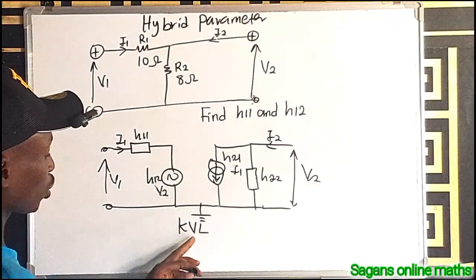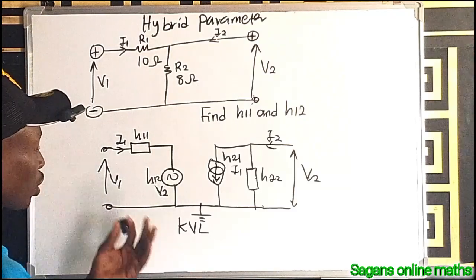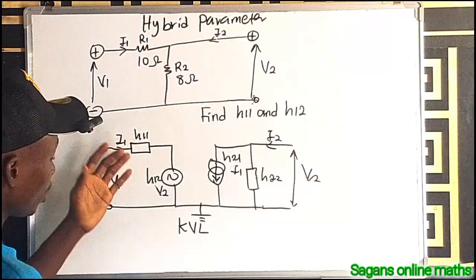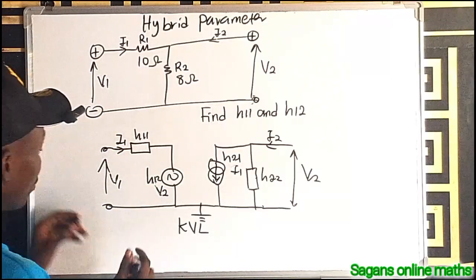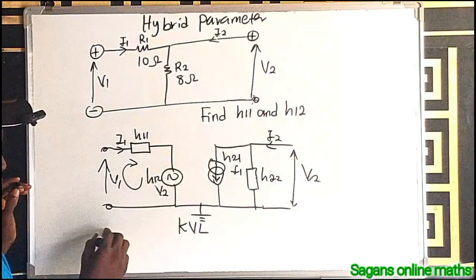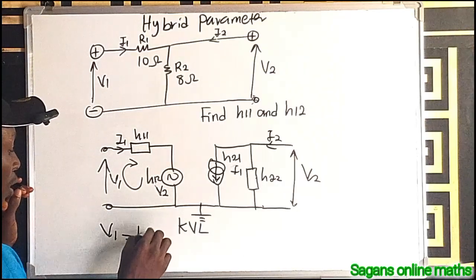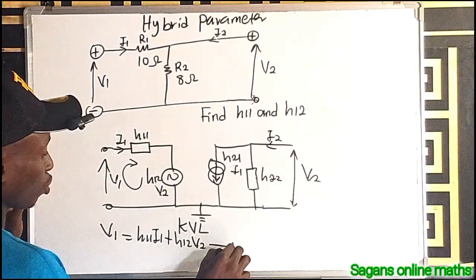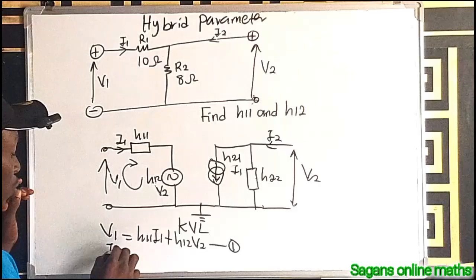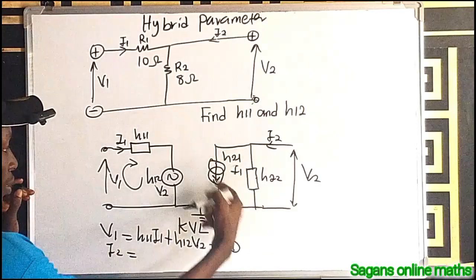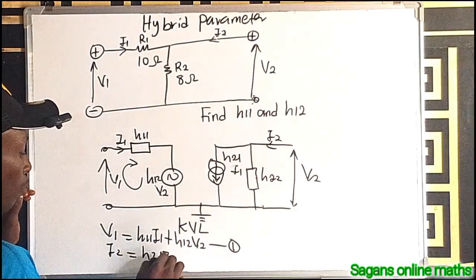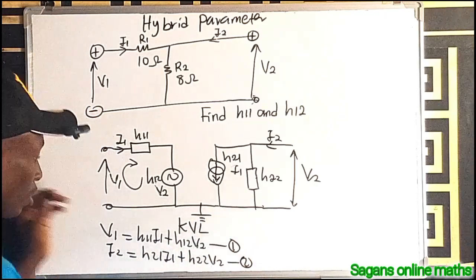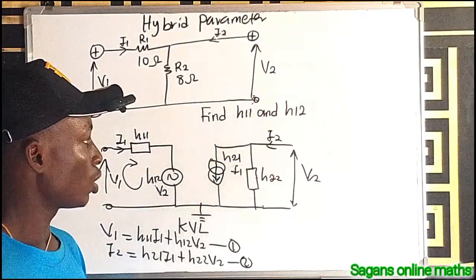Using KVL, Kirchhoff's voltage law, which states that the algebraic sum of all the voltages across a loop is equal to 0, we have V1 equals h₁₁ multiplied by I1 plus h₁₂ V2. You can call this equation 1. And I2 equals h₂₁ I1 plus h₂₂ V2, which is equation 2. Now we are asked to find h₁₁ and h₁₂.